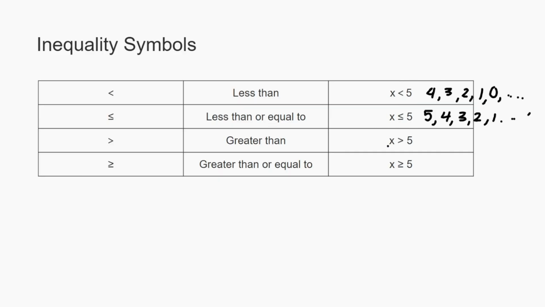For this case, x is greater than 5 means that all the numbers that are greater than 5 are solutions, like 6, 7, 8, 9, 10, and so on. And for this one, greater than or equal to 5 means anything 5 and above works. So solutions like 5, 6, 7, 8, 9, 10 are all valid solutions.